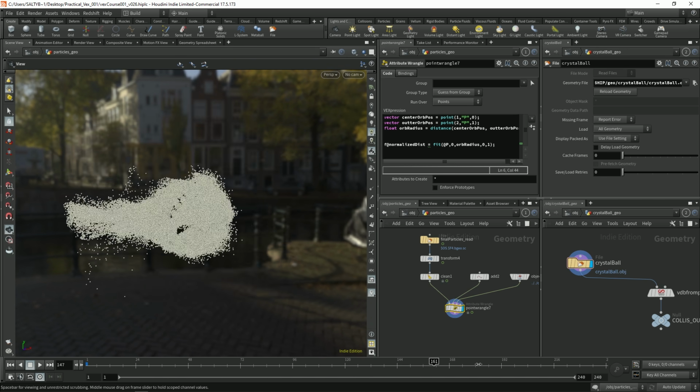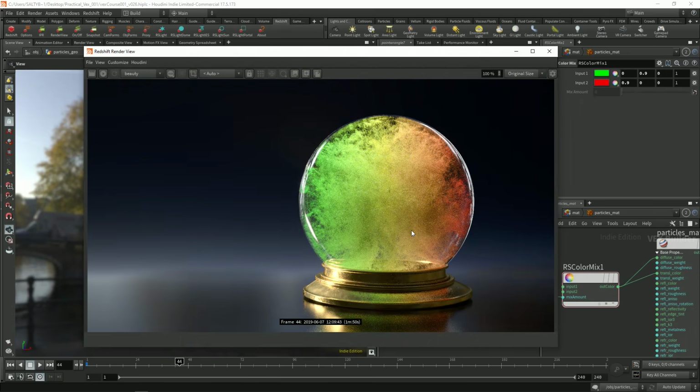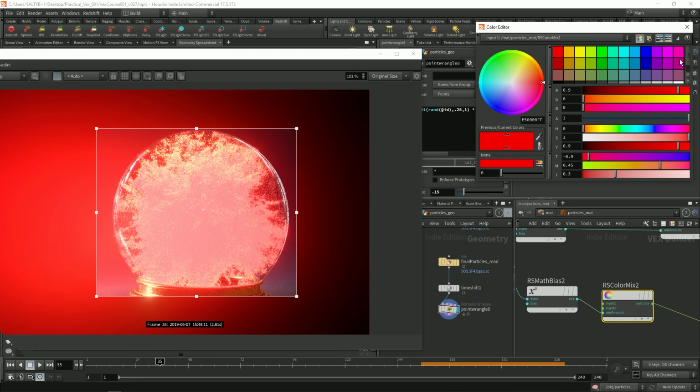We'll create this particle explosion from scratch, and along the way, learn about strategies for troubleshooting and how to problem solve things when you don't really know exactly what to do.